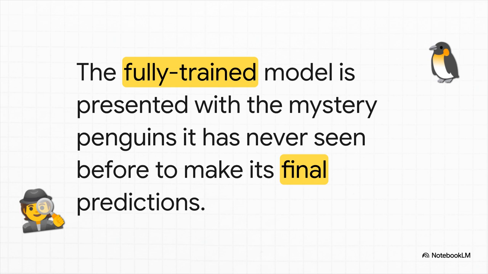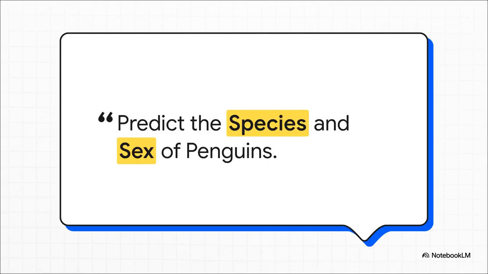Remember those unidentified penguins we set aside at the very beginning? Well, they're back. We're now presenting them to our trained model. Now, the model has never, ever seen these specific penguins before, but it has been trained to recognize the patterns they represent. So the model takes the measurements of each unknown penguin, and based on all that intensive training, it makes its final prediction. It calculates the most likely species and the most likely sex for every single one.